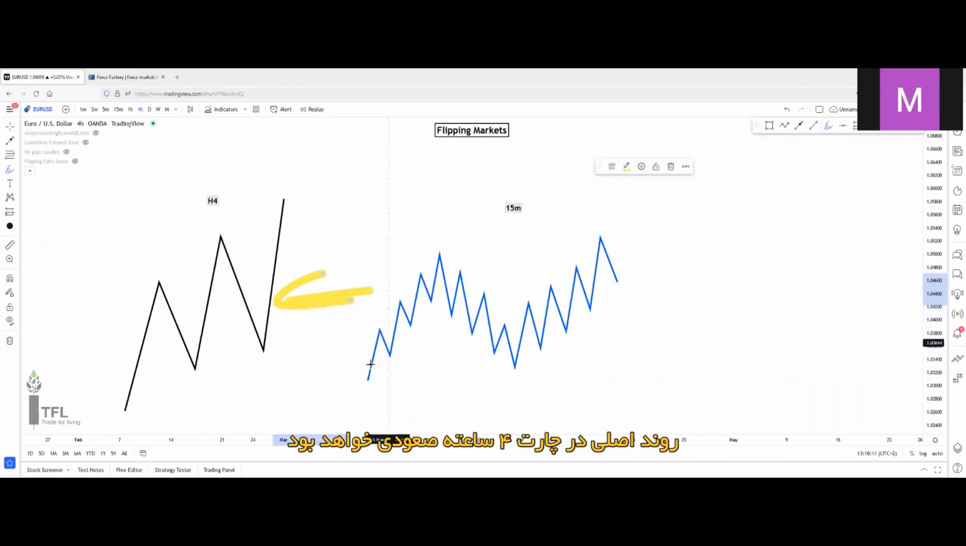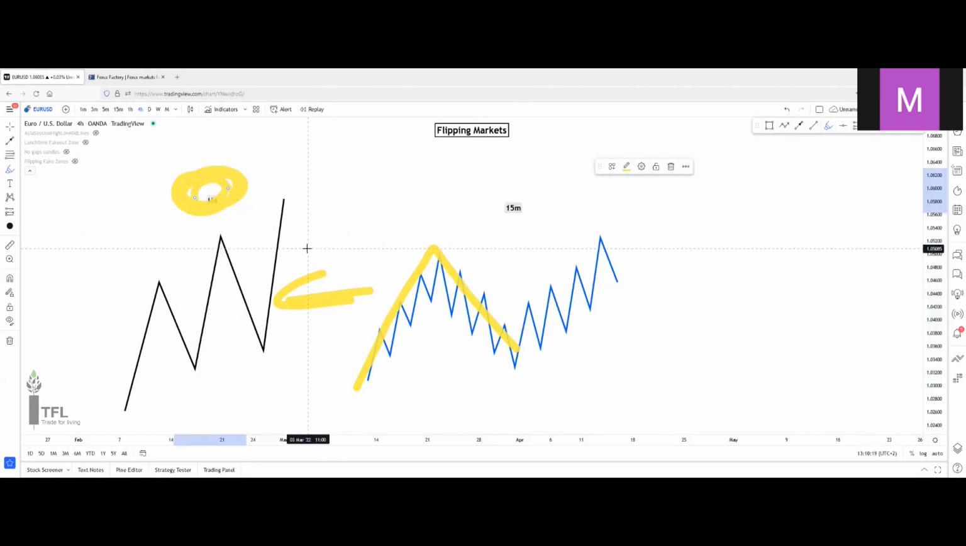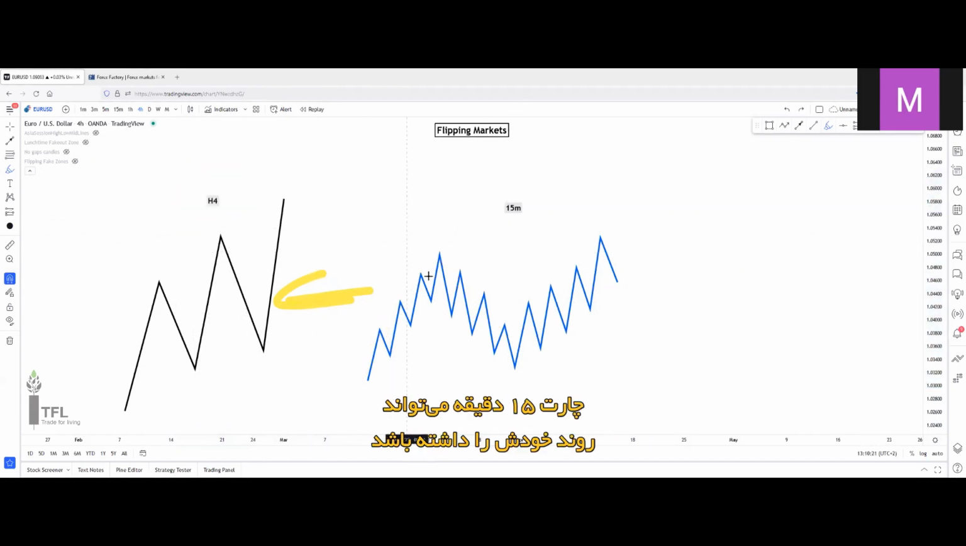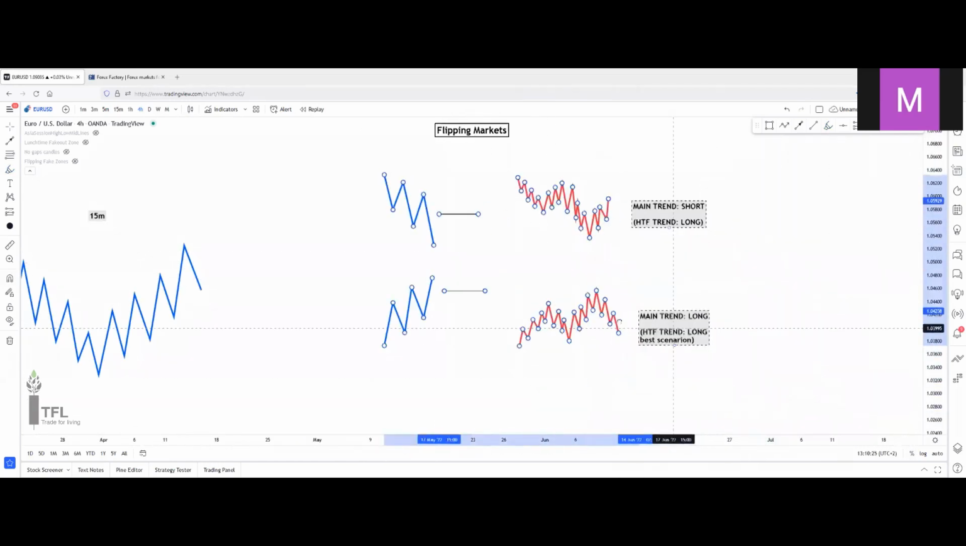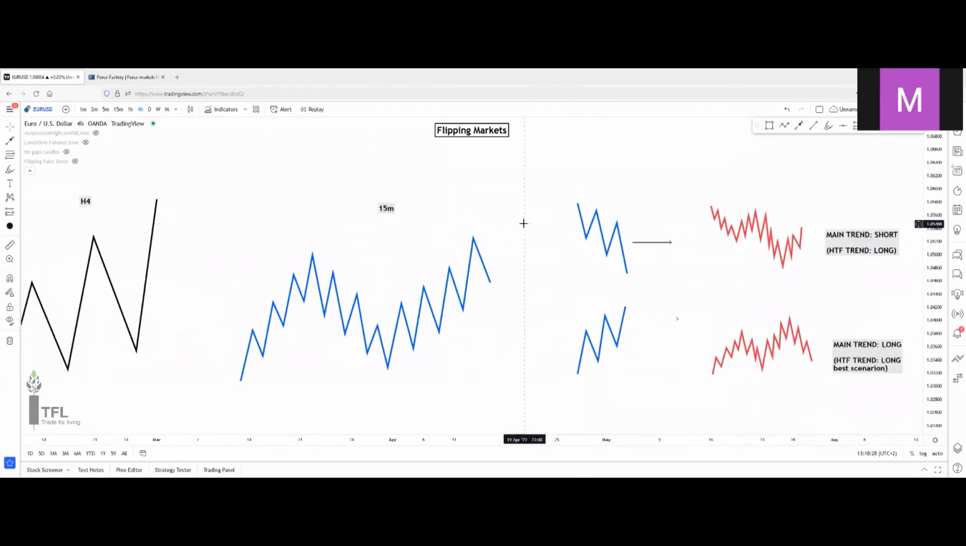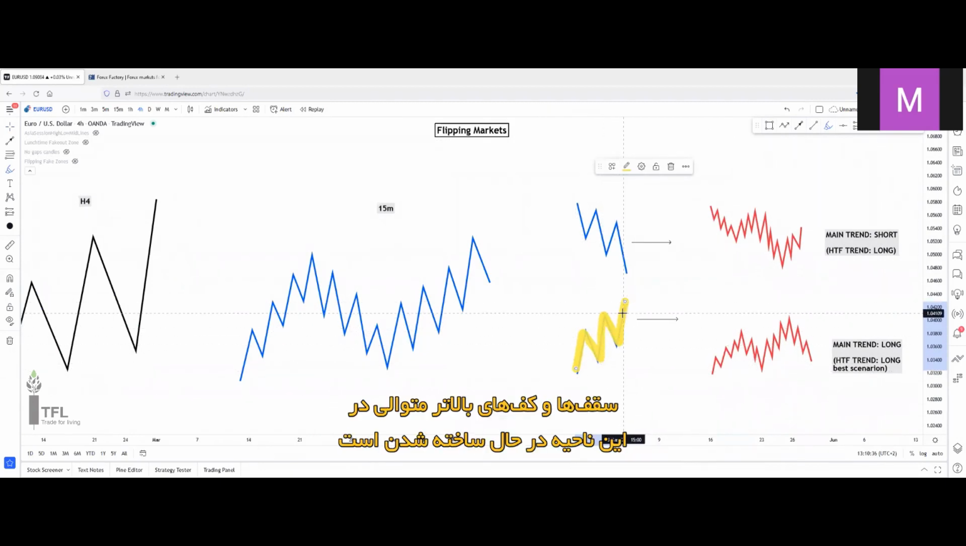So the main trend on the 15-minute chart will be the upside movements. The counter trend will be the downside movements, according to the 4-hour chart, of course. But as I said, the 15-minute chart can have its own trend. Let's take a look at this. I'll move these things over here. This is the 15-minute bullish main trend, creating a series of higher highs and higher lows right at this region.